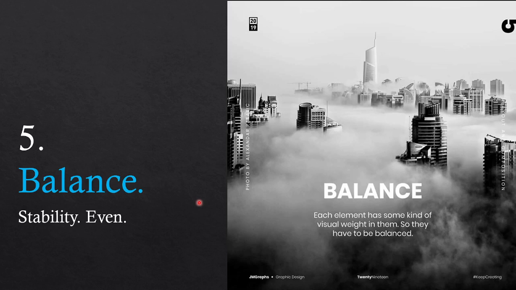So next is we have balance. So say balance. Each element has some kind of visual weight in them. So they have to be balanced. So let's take a look at this picture. If we're going to imagine folding it in half, notice that there will be the same number of elements we can find here on the right side and on the left side. In fact, the word balance is centered. Gi-center man ang word balance sa taning ang description. Therefore, if ato siyang tungaon, the same number of letters will be on the left side, the same number of letters on the right side.